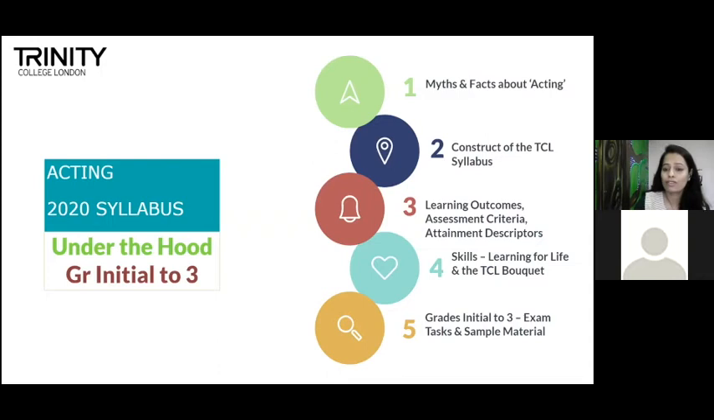And then we look at the construct of our TCL exams and look at the learning criteria, the learning outcomes, the assessment criteria, the attainment descriptors. I'll take you through each one of them so it's not confusing. And of course, the skills that we are imparting through the exams and the tasks that we have lined up under the syllabus. And then we would be looking at the tasks and some sample monologues or mime pieces that you could take a look at and understand what this task particularly requires.